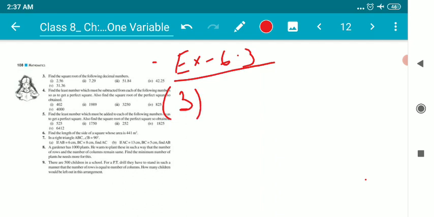Question number 3, number 1. The question is, find the square root of the following decimal numbers. Children, I have taught you how to find the square root of a number using two different methods: the prime factorization process, and the long division method. Those were free from decimal numbers. They were not decimal numbers. So here in this video I am going to discuss how to find the square root of decimal numbers using the long division process. Let us write the number first.